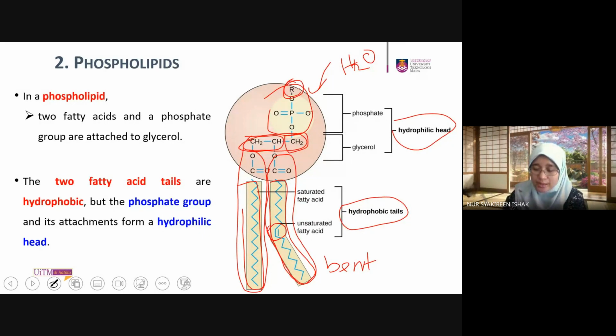As you can see, there is another group, which is the R. If I'm not mistaken, this is what we call the choline group. In that choline group, there is a nitrogen atom that has a positive charge. Due to the presence of positive and negative charges, this forms the hydrophilic head, which has an affinity for water. The hydrophobic tail does not have an affinity towards water.